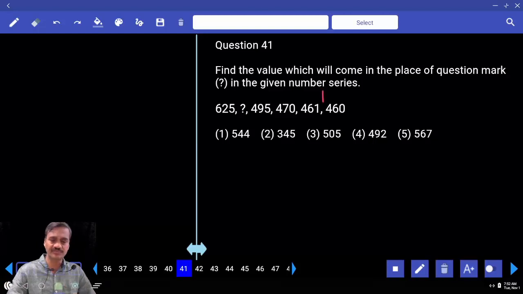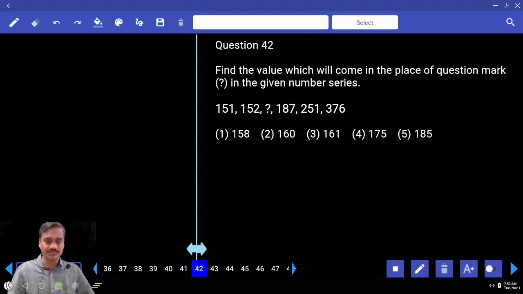Reverse: 460 and 461, 1; 61 and 70, 9; and 70 and 95, 25. 1 square, 3 square, 5 square, 7 square. Now 495 plus 49, and 544, choice 1, question number 41. Now the difference between the numbers are consecutive squares.